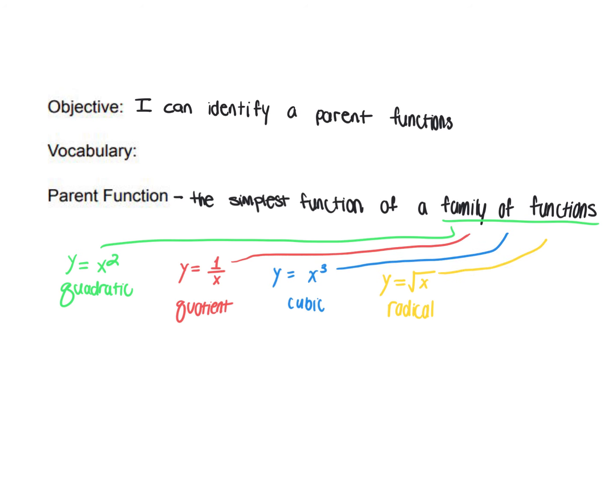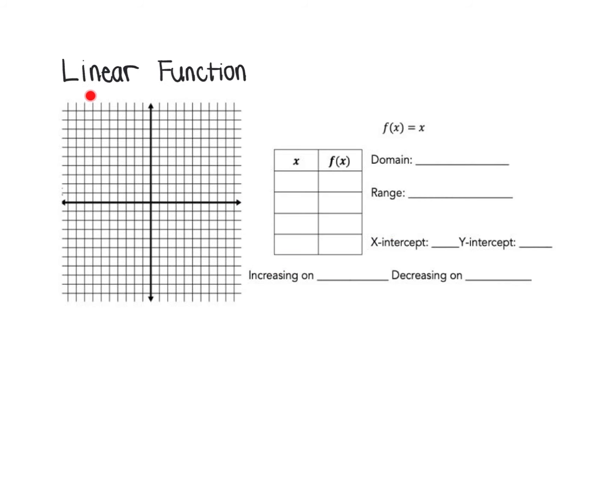And remember, each of these can be rewritten. And really, now that we're in function notation, I should rewrite these with different letters. So how about we do f of x, g of x, h of x, j of x. That's proper function notation. So here we have a linear function, f of x equals x.